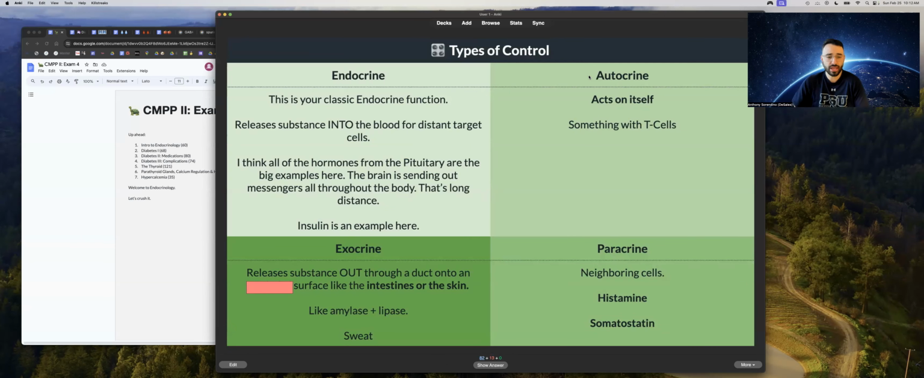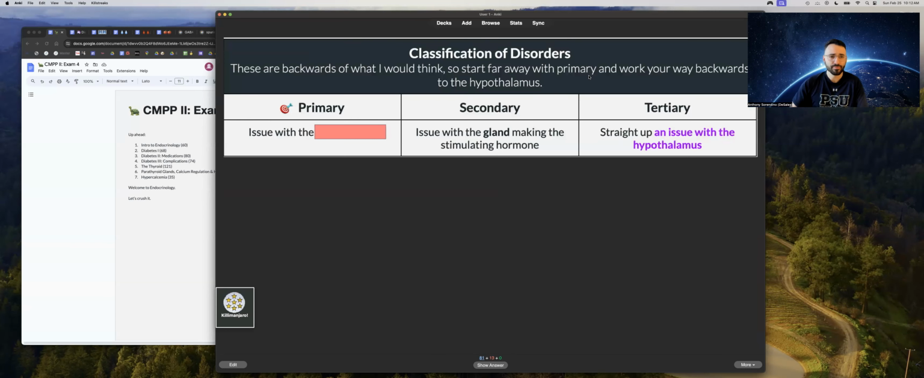These are the 4 types of control in the endocrine system. Exocrine, yeah, exocrine's all about that epithelial surface, whether it's on the intestines or the skin, both epithelial there. Classifications of disorders. So these are like hormone disorders just in general. This is going to be testing. Oh, is this not on? Hello? Oh, there we go. Testing. All right, we're good. Classification of disorders, primary, it's kind of the opposite, right? Start far away, issue with the target organ.